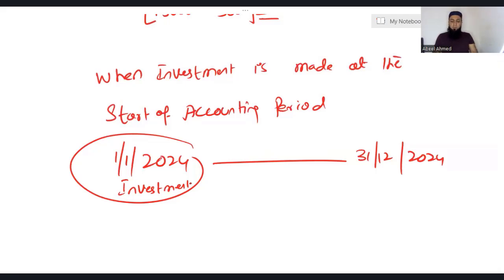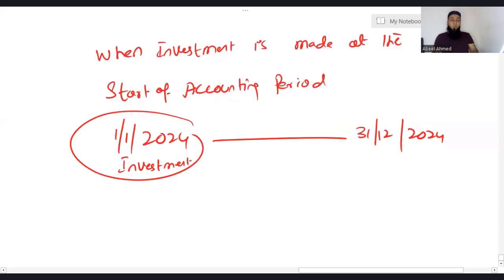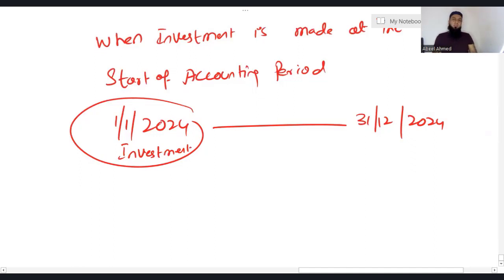Now the problem is when you calculate capital allowance, another name is tax depreciation. So basically you have to claim that capital allowance. How do we claim that capital allowance? Basically, you need to deduct that capital allowance. You have to show that capital allowance in the income statement. But the problem is you have made an investment on 1st January 2024. You can calculate tax depreciation on 1st January 2024.